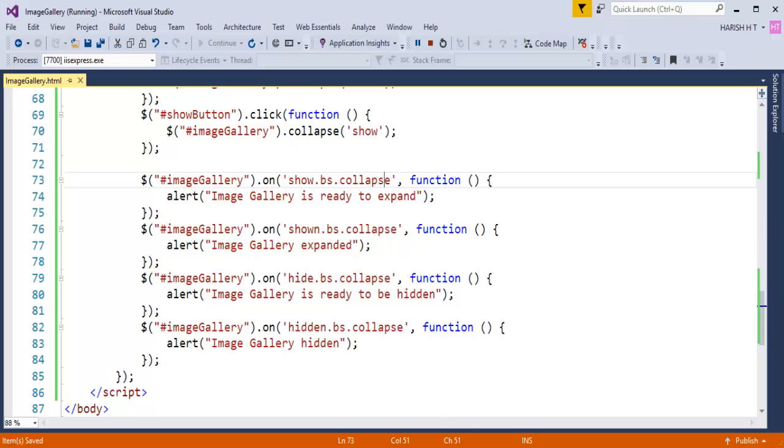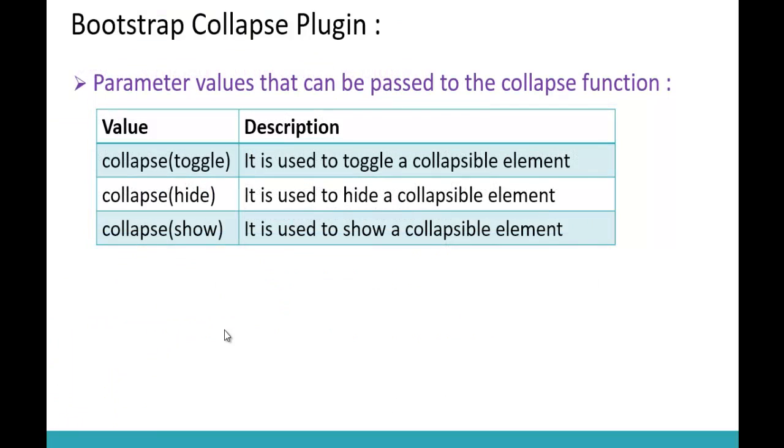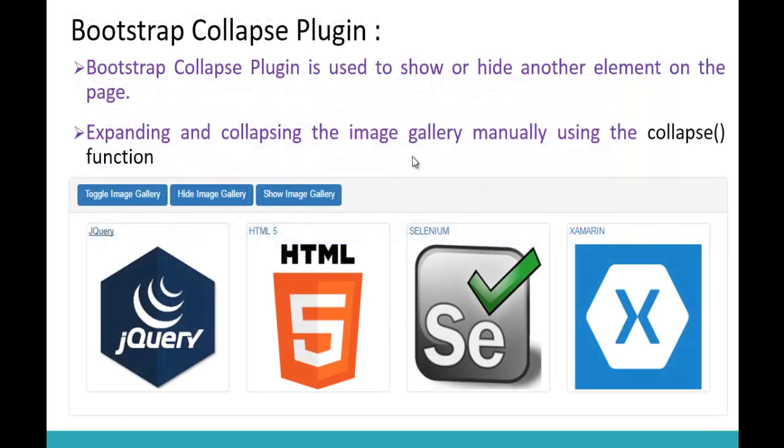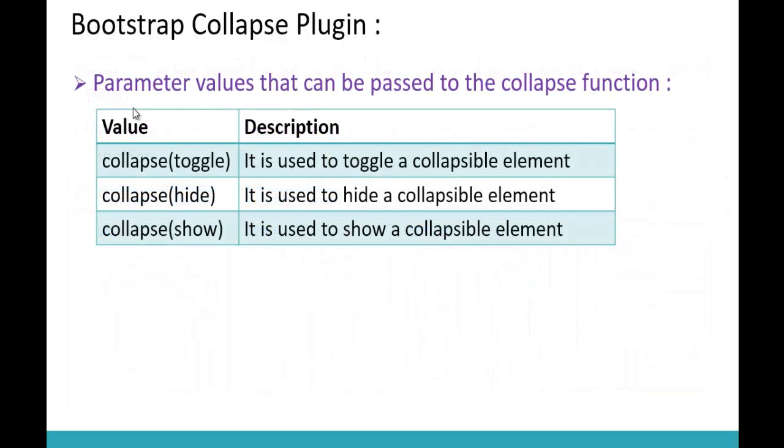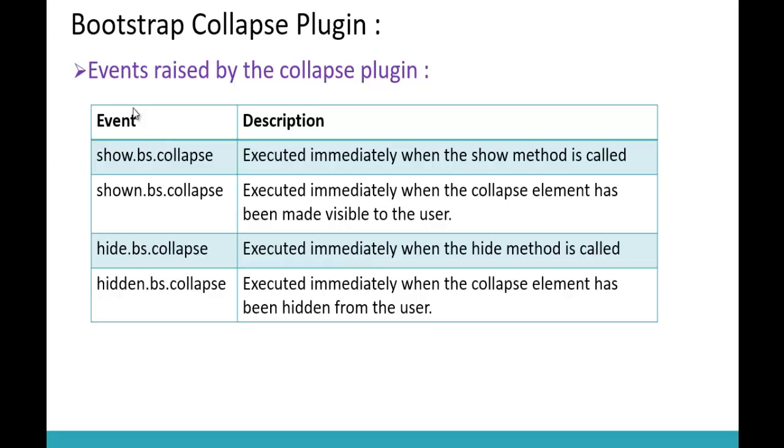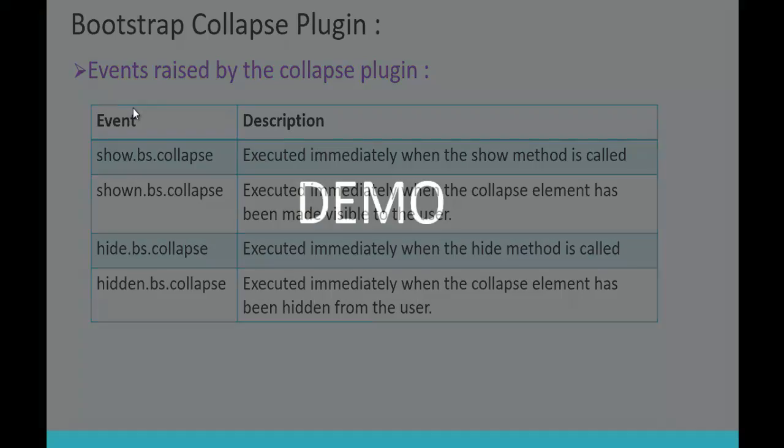Finally, in this session what we learned is how to make use of the collapse function to achieve collapsing and reappearing of the image gallery, and also we saw some of the events of the collapse plugin. And we also saw a beautiful demo.